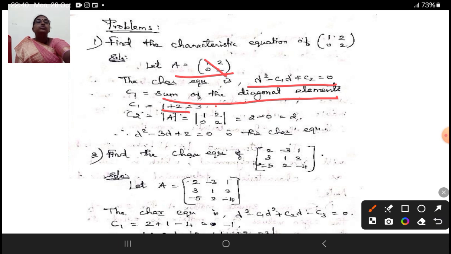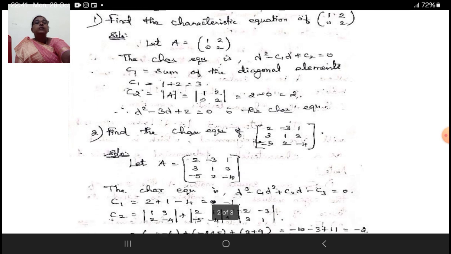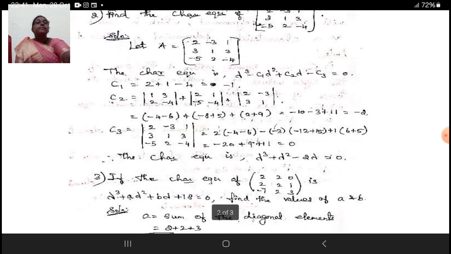Adding these two, you get the answer as 3. And then C2. C2 is the determinant of A. So for the determinant of A, first cross minus next cross, multiplying these values, we get the answer as 2. So we can write the C1 and C2 values in the general form. At last I got lambda square minus 3 lambda plus 2 equal to 0 as the characteristic equation for this sum. Next we move on to the second sum.